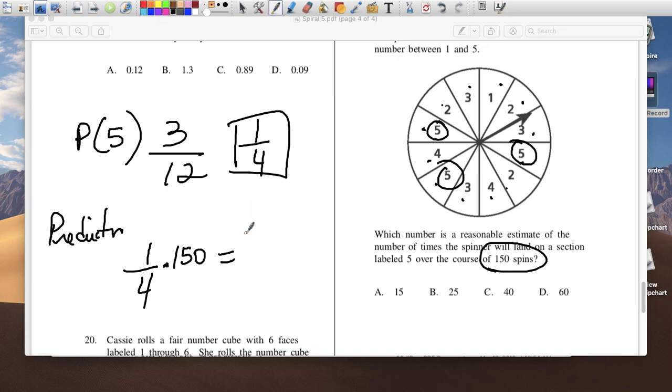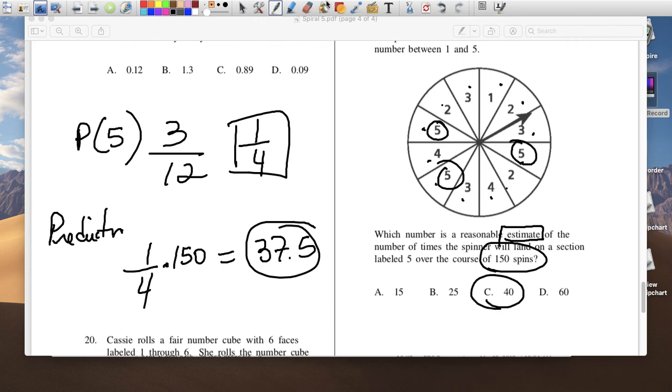Which is 37.5. And so the answer in the calculator comes to 37.5. Obviously, you can't have 37.5 spins. So they're rounding this, right? It's an estimate, first of all, so it's not going to be a precise answer. So the closest one to 37.5 is C, 40.